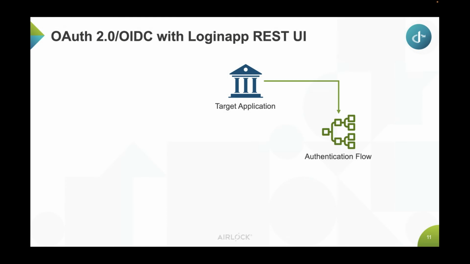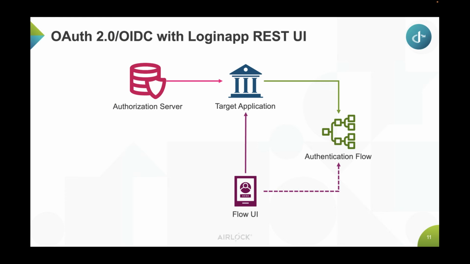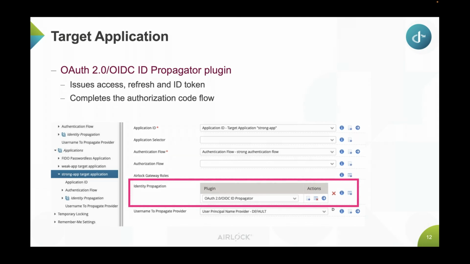There's the target application, which has a connection to the authentication flow. You need to configure a flow UI to actually use the user interface, and there is some configuration in the authorization server. I will now look at all these four aspects a little bit more in detail. In the target application, you need to configure an identity propagation plugin that is for OAuth and OpenID Connect, because that plugin will actually issue the access, refresh, and ID token for you. Without that plugin, you won't get those tokens, and it completes the authorization code flow correctly.